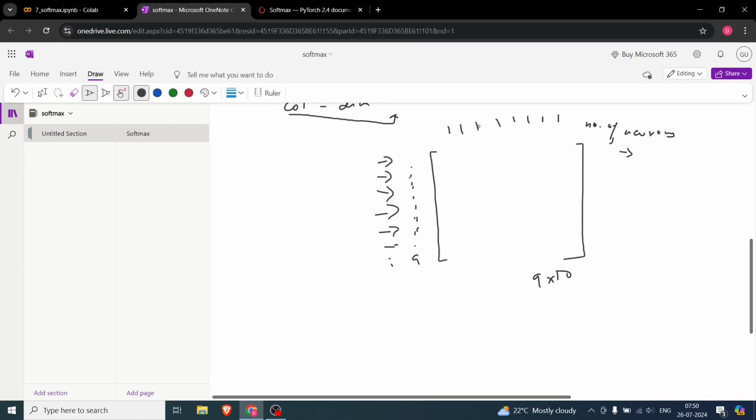So there are 10 columns over here and there are 9 rows over here. So 9 cross 10. Where do you want the softmax? Obviously for each example you want the softmax, right? So you want softmax to be done over here. Obviously first the exponent has to be done. After that you want the softmax over here. So this is across columns, which means dimension equal to 1.